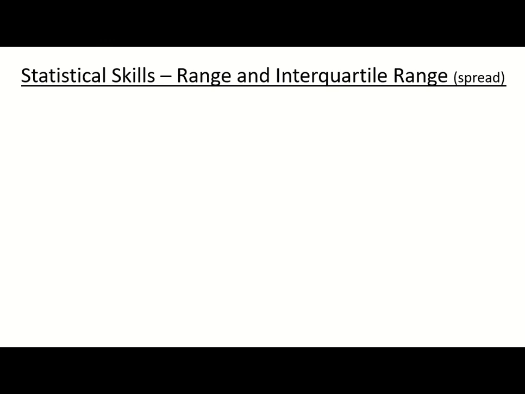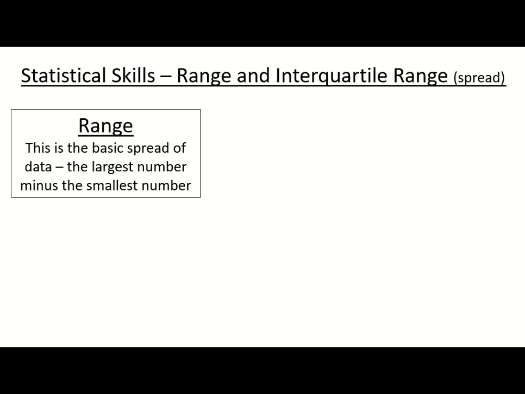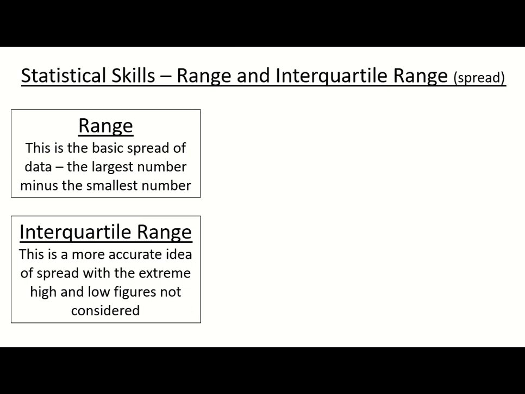When it comes to range and interquartile range, that's measuring spread of data. So rather than the average, the middle figure, we're really looking at how far apart the data is from each other. So the range is the basic spread of data, and that's where you just take the biggest number and you minus the smallest number from it. Okay, an interquartile range is much more accurate and a little bit more tricky.